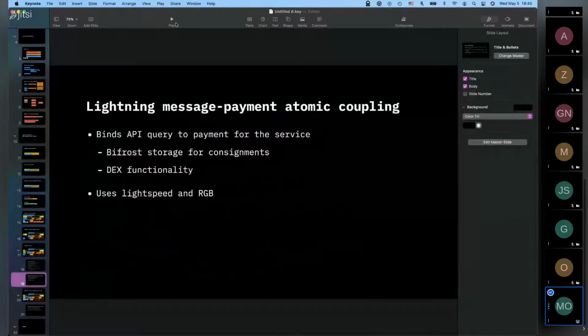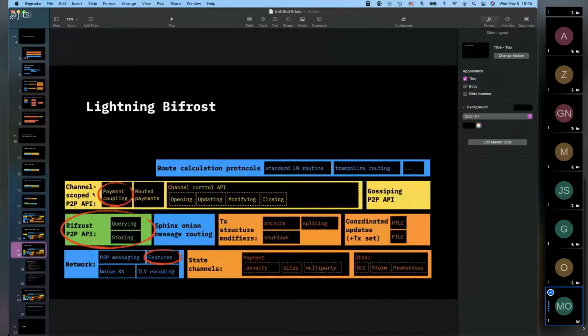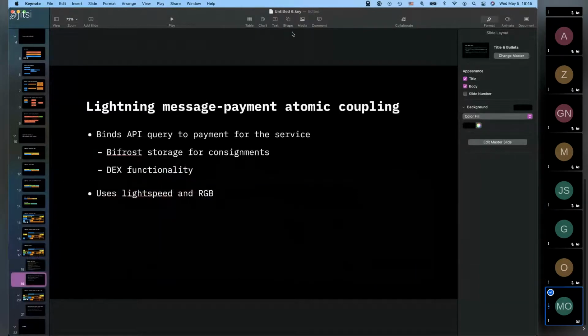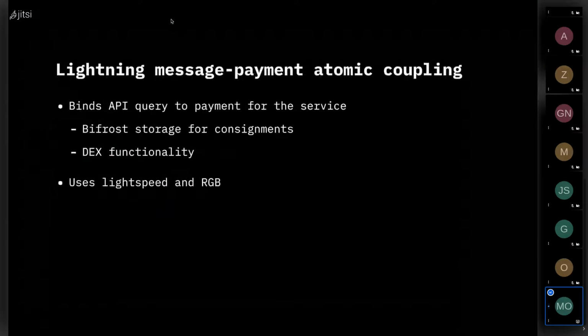Now, more details about this final part, which is required for the Bifrost implementation, which is, I don't have a name for that. I call it message payment atomic coupling. Basically, how you can couple the request to store some data, retrieve some data, or query some information with payment, such that if the server has performed your request, the server is guaranteed to be paid. And I already described this functionality.